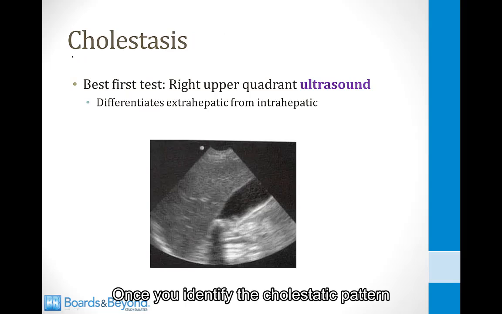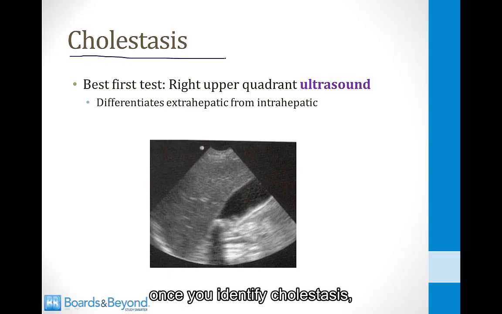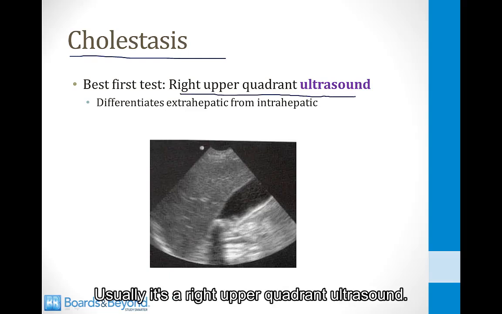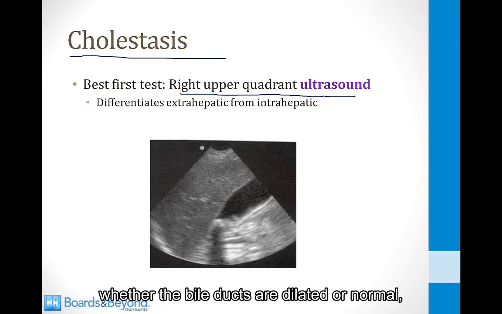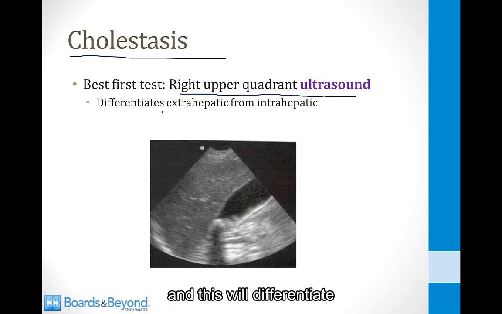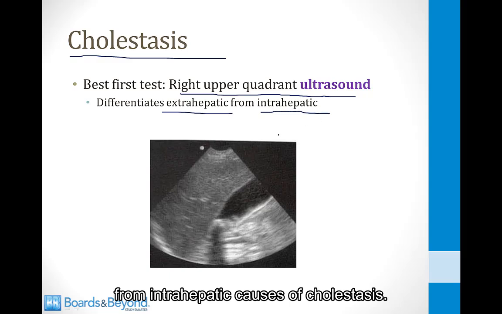Once you identify the cholestatic pattern of liver function test abnormalities, once you identify cholestasis, the best first test after that is an imaging test of the bile ducts. Usually it's a right upper quadrant ultrasound. That's because this will tell you whether the bile ducts are dilated or normal, and this will differentiate extrahepatic causes of cholestasis from intrahepatic causes of cholestasis.